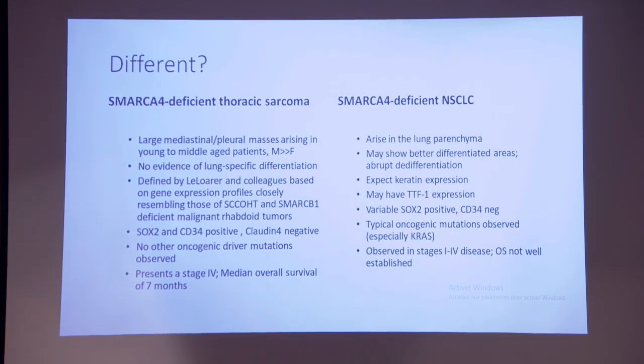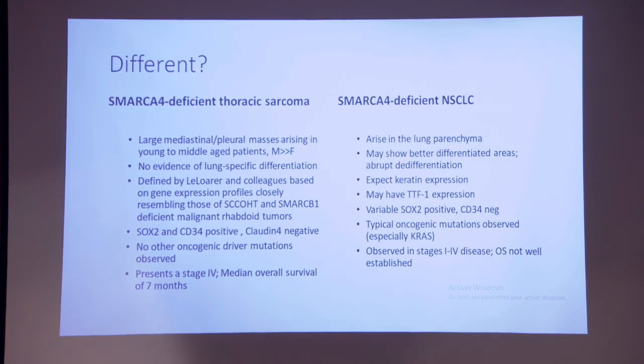It was originally defined by a French group led by Leloire, who based the classification of this lesion on gene expression profiles that closely resembled those of other known SMARCA4-driven tumor types, such as the small cell hypercalcemic type of the ovary, as well as SMARCB1 deficient malignant rhabdoid tumors. And that, of course, is another member of this complex.